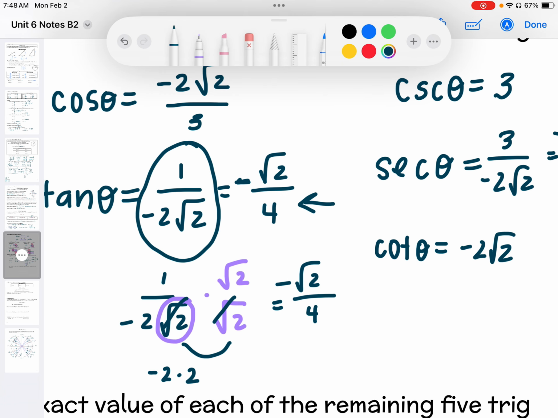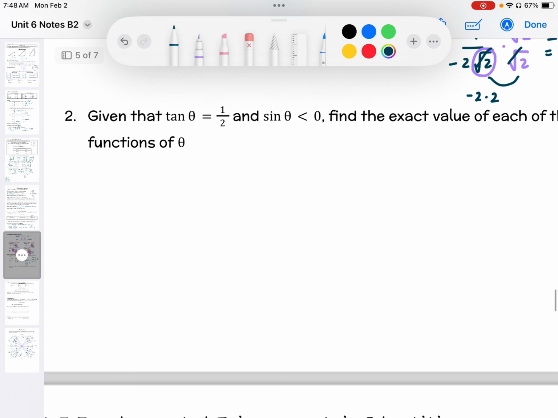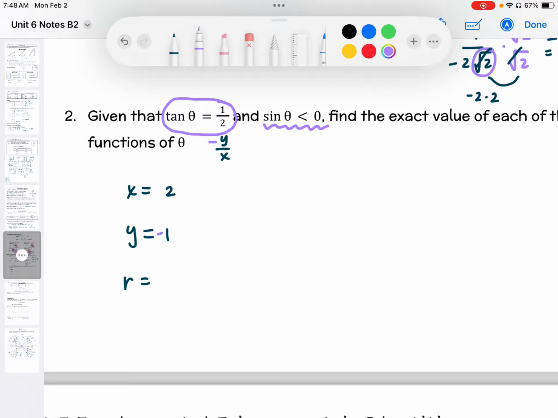All right, one more review of these. Given tangent and sine is less than 0. So I'm given tangent, which is y over x. So I'm given that x is equal to 2, y is equal to 1, and r is equal to, I don't know. Sine is negative, it says. So if my y value is negative and my tangent here is positive, if I plug a negative y in, the only way to make that tangent positive is if x is also negative. So I need to add a negative to my x also.